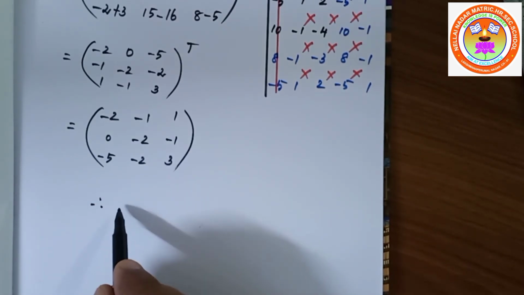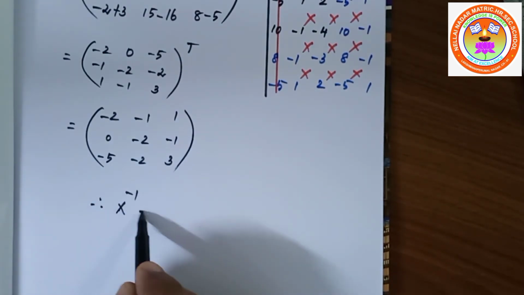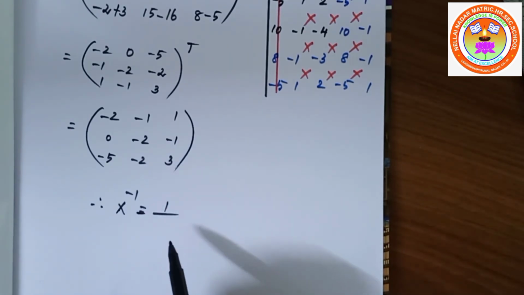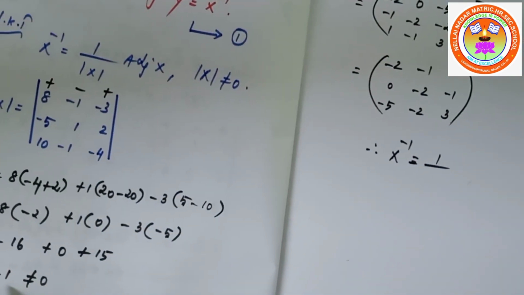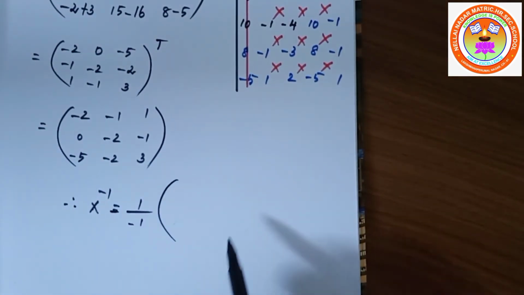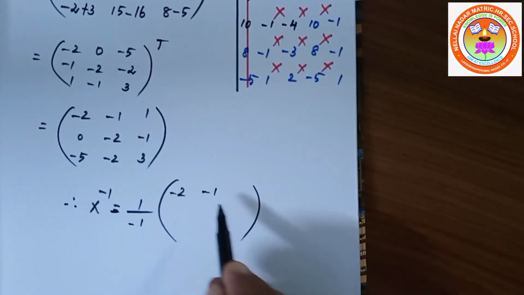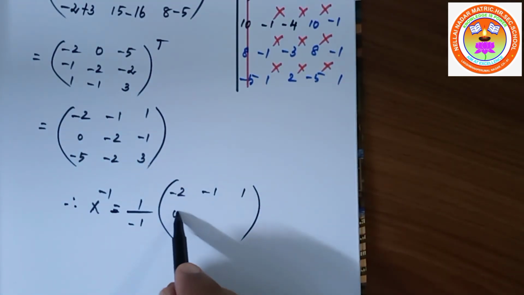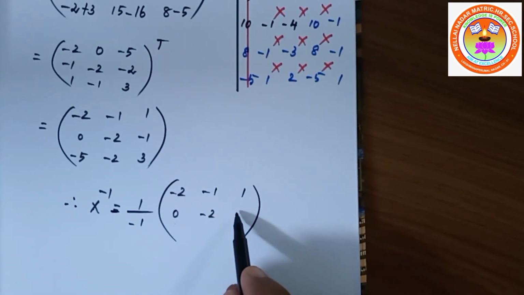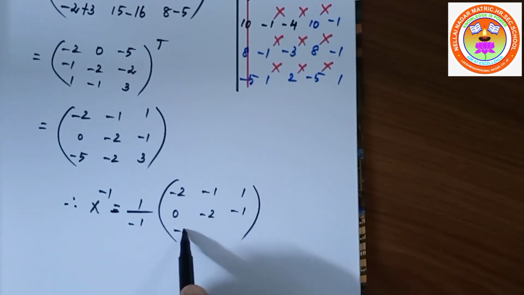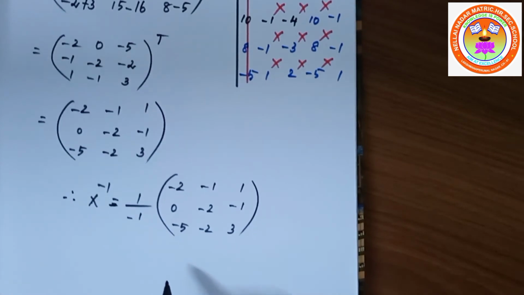Finally, you can write that X inverse. X inverse, the formula I have already written, that is 1 by determinant of X. Determinant of X we have, that is minus 1, right, minus 1, into adjoint of X, here it is. Write this one: minus 2, minus 1, 1, and 0, minus 2, minus 1, minus 5, minus 2, 3.